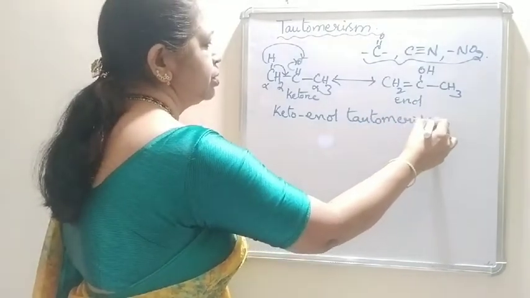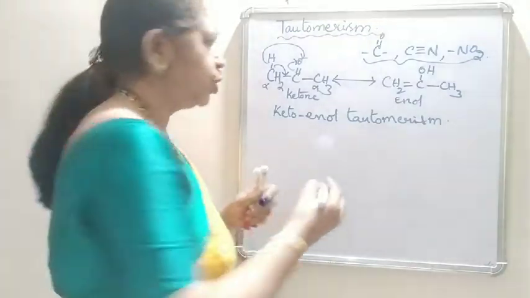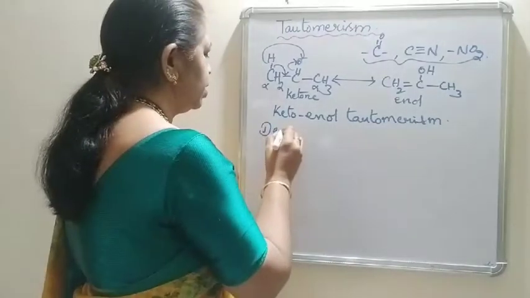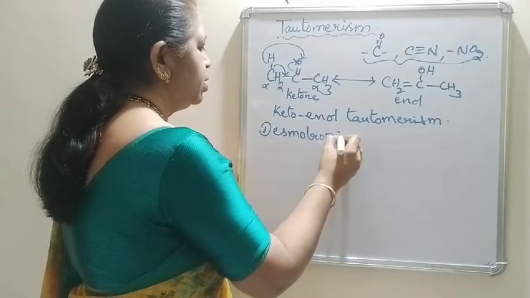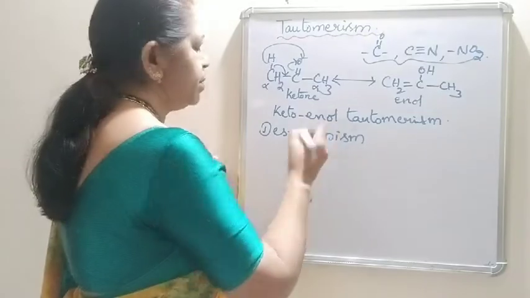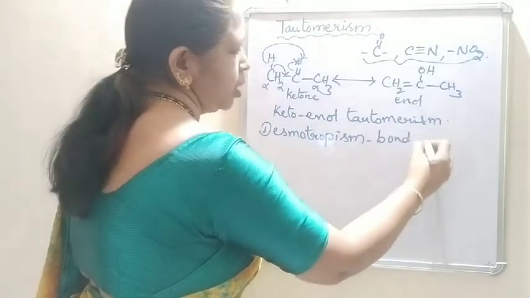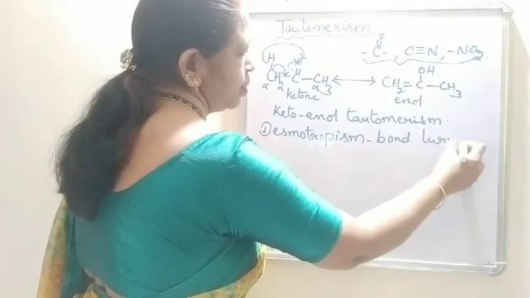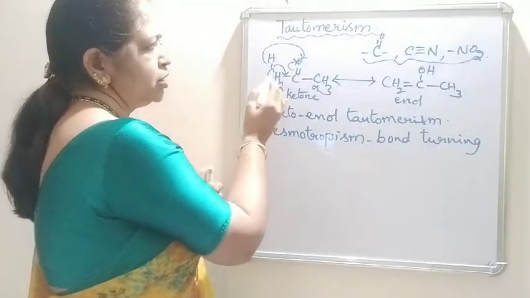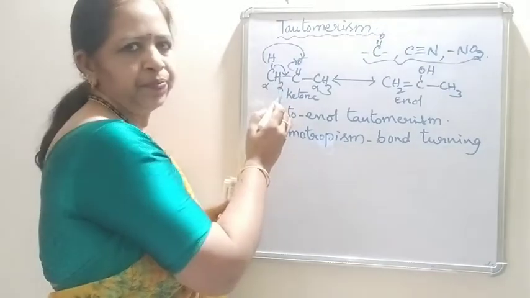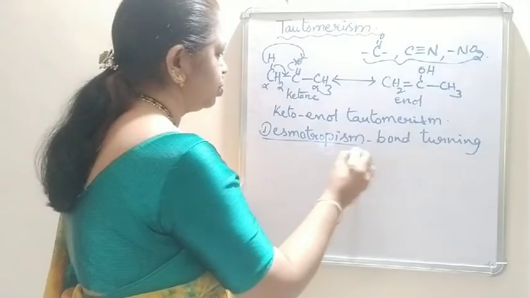Okay students, this tautomerism has another name called desmotropism. Desmotropism means bond turning. Here there will be a change in the double bond position. The bond is turning, so it is called desmotropism.